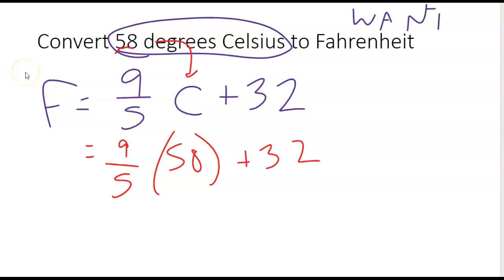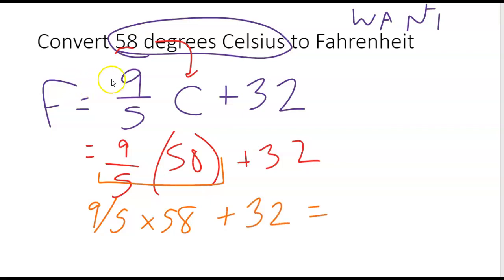So now in your calculator, when you're doing this portion here, remember that 9/5 is the same as 9 divided by 5, and then you multiply by 58. So you can do that all at the same time. So you put that into your calculator, go ahead and hit plus 32, and that will give you 136.4 degrees Fahrenheit.